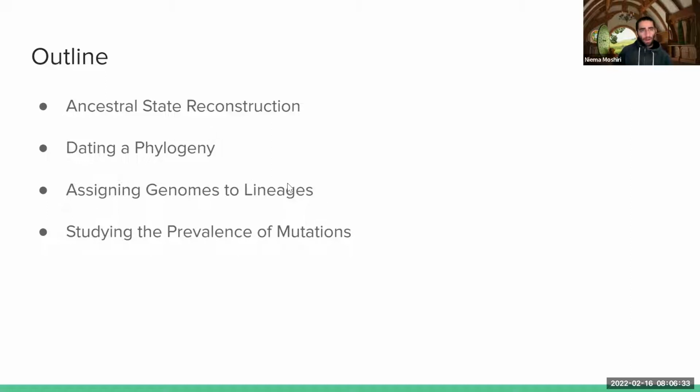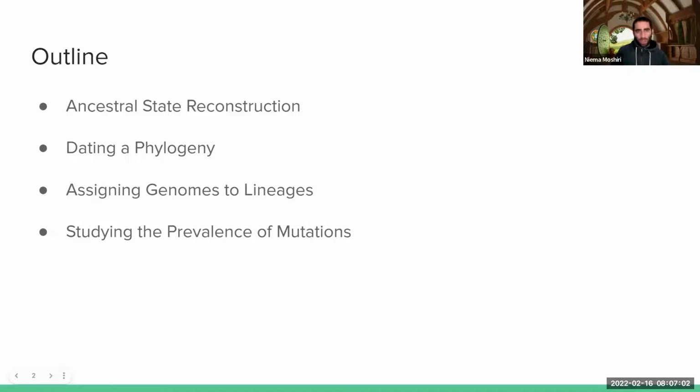And then we're going to talk about how do we assign genomes to lineages. So you might have heard of Delta variant, Omicron variant, all those lineages that have been coming up for COVID-19. We're going to talk about, if you gave me a genome sequence of a COVID-19 sample, how do I assign it to a lineage? And lastly, we're going to talk about some of the intro epidemiology related stuff of how do we study the prevalence of mutation.